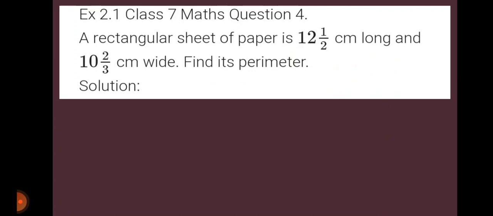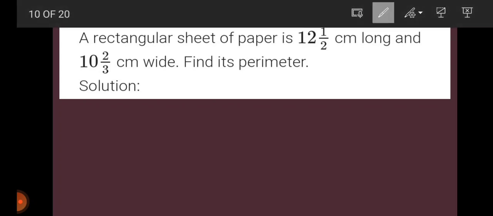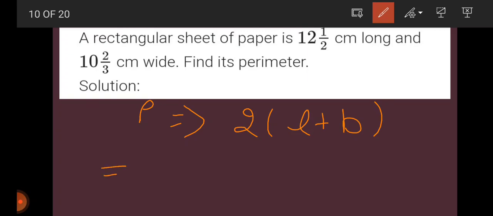And the next question is: for a rectangle sheet of paper, find its perimeter. So what is the perimeter of a rectangle? Perimeter of a rectangle equals 2 into length plus breadth. Okay, 2 into length plus breadth. Length here is 12 whole 1 by 2, and this is the breadth.